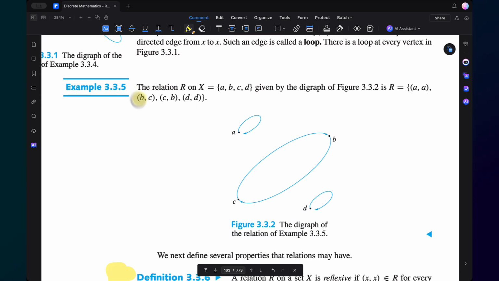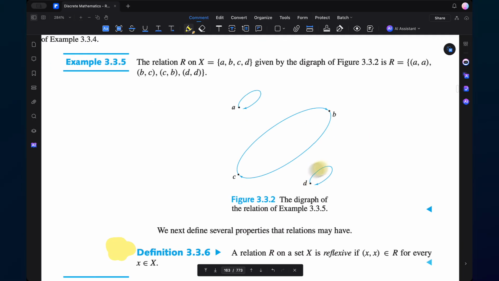Example: the relation R on {A, B, C, D} graphed by this digraph in figure 3.3 is R equals: A is related to A, B is related to C, C is related to B, and D is related to D. So this is a way of drawing a picture of that relation.